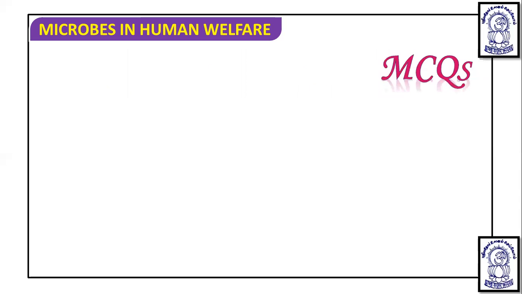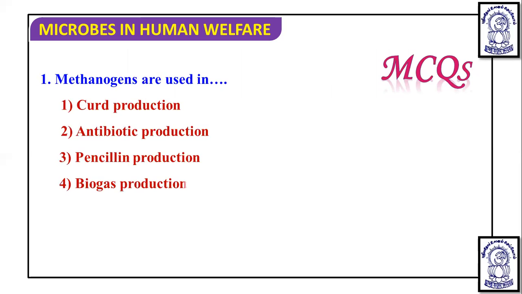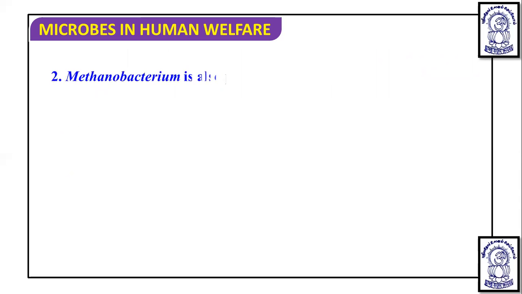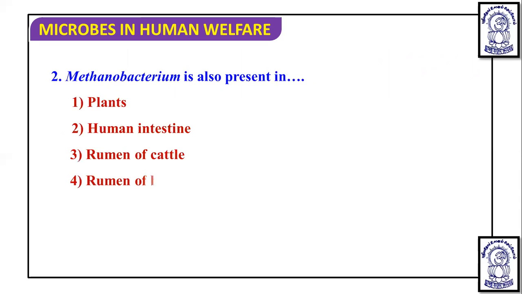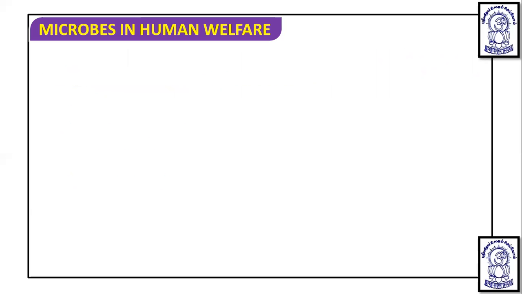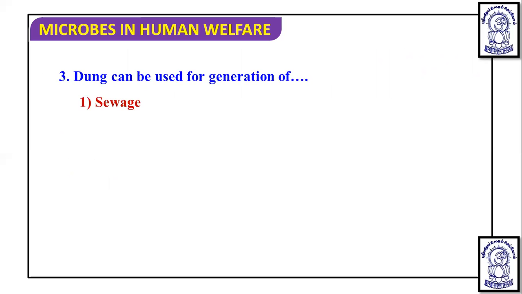Okay, so let's discuss a few MCQs. Methanogens are used in biogas production in anaerobic digestion. Methanobacterium is also present in the rumen of the cattle, that is a part of the stomach. And dung can be used for the generation of biogas. Okay, so this is all about the biogas plant and how biogas is produced and what is the setup which is needed for this biogas production. I hope you understood well. Thank you.